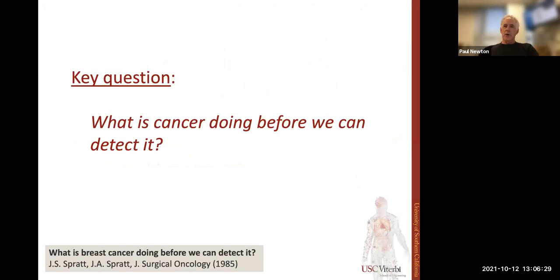Okay, so before I start on the first project, let me just give you a little bit of background. For me, a really nice paper is the 1985 paper by Spratt and Spratt with the title, "What is breast cancer doing before we can detect it?" So for me, that's kind of a key question in a lot of what we do.